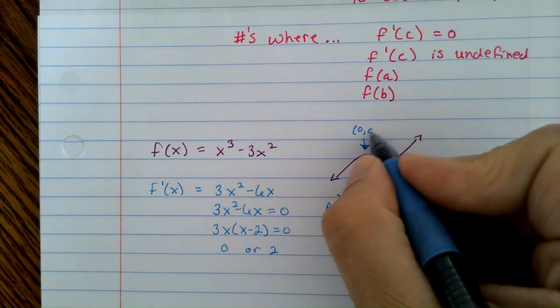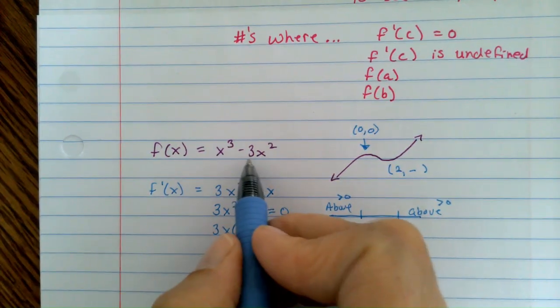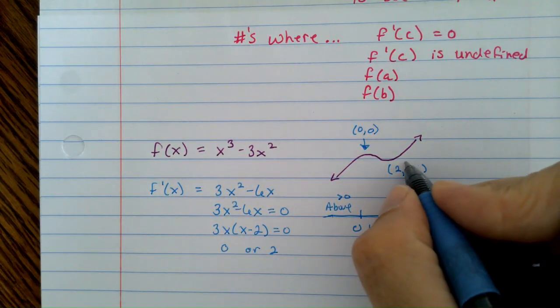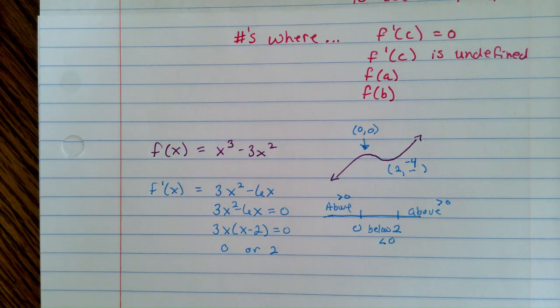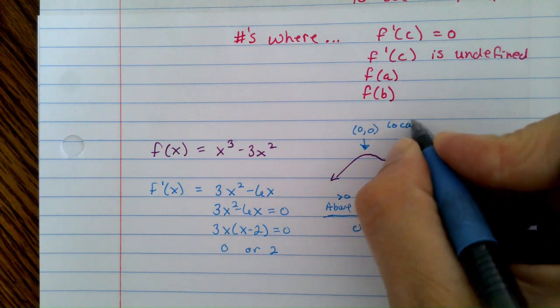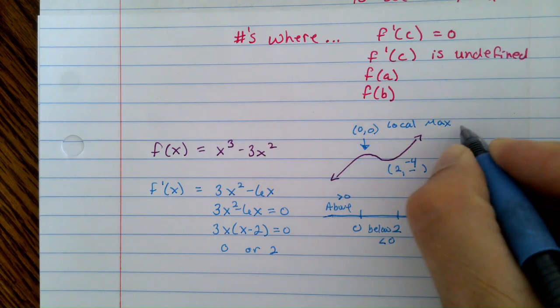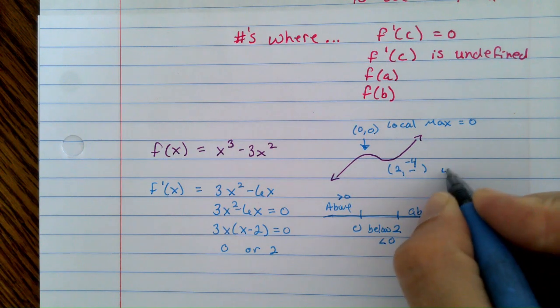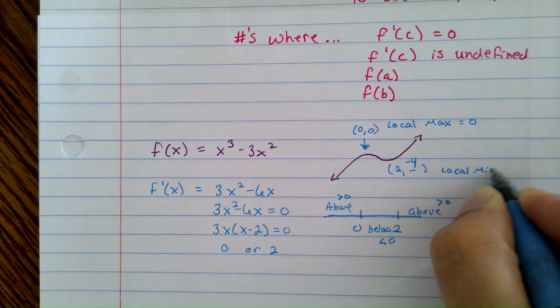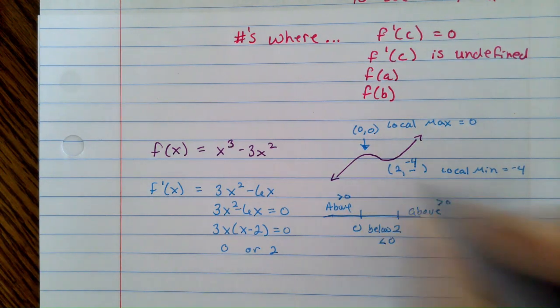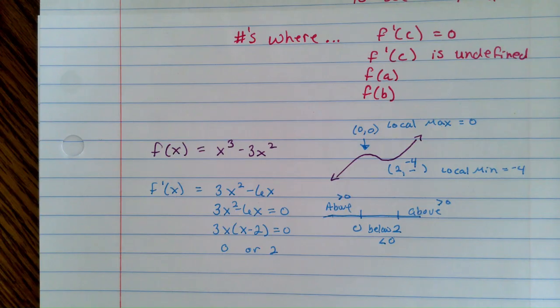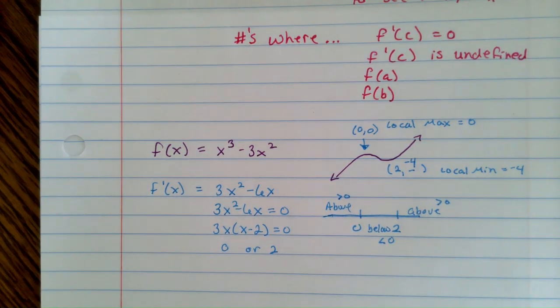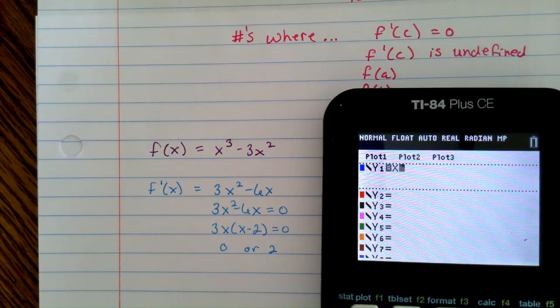That would be 0, 0. 8 minus 12, that would be negative 4. So a local maximum is at 0, 0, and a local minimum is at 2, negative 4. Not global. Local max of 0, local min of negative 4, and the full ordered pairs of the location. Now, could you check that with graphing? Absolutely.